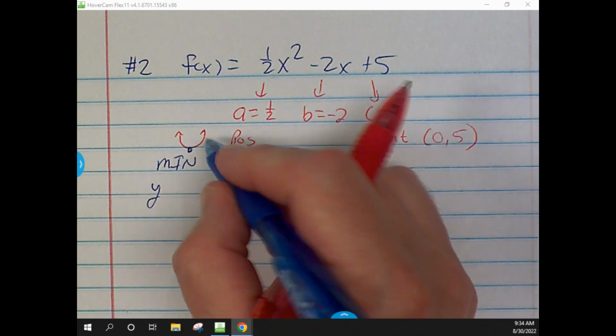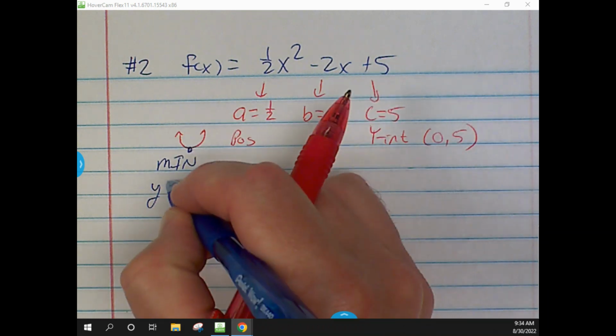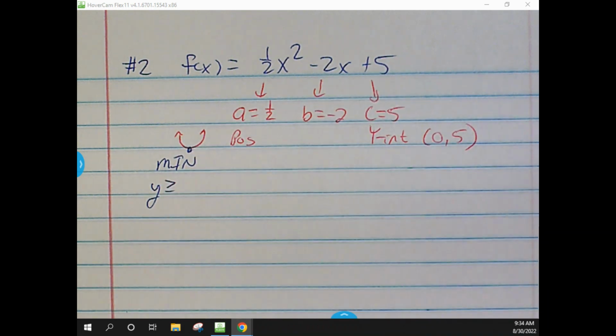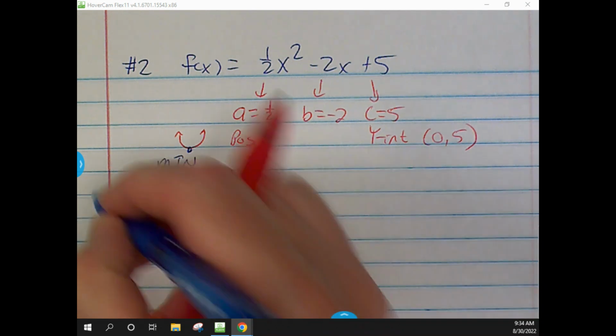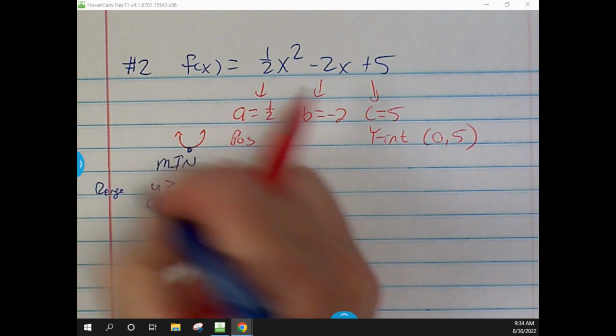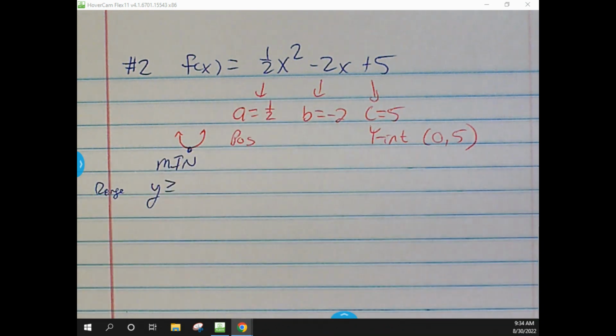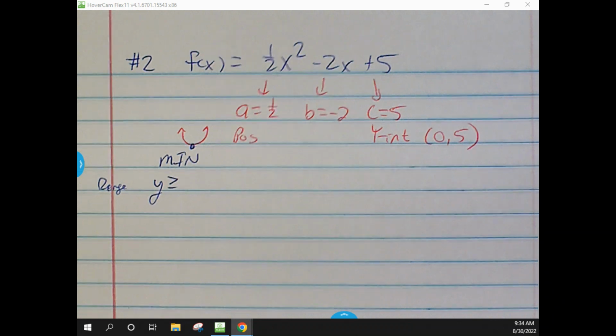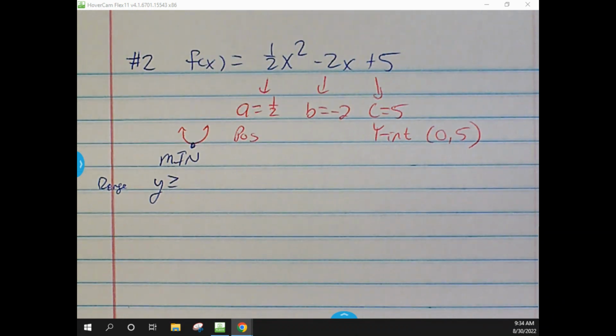And by the arrows going up on the graph, we know the values are always going to be going greater than, so when we talk about the range, it's going to be y greater than or equal to. Okay, so that's the stuff you can get just by looking at it.